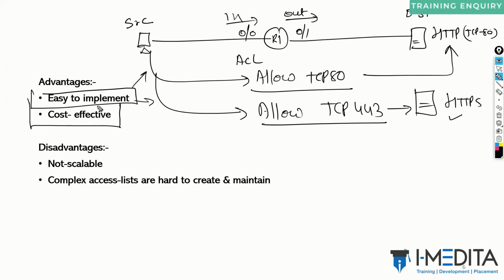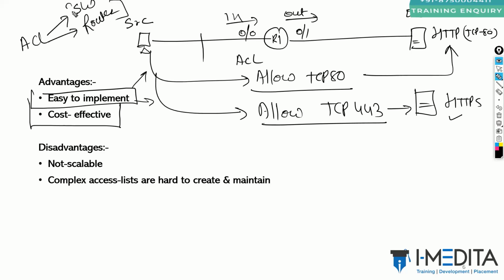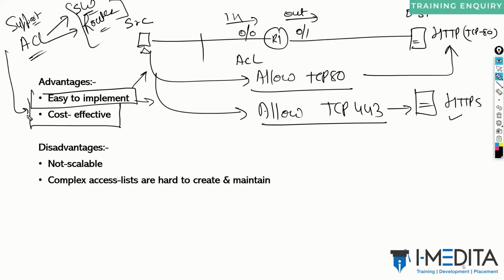How can we say it is cost effective? Because to implement packet filtering, we need to deploy ACL. ACL can be deployed with the help of a switch and can be deployed with the help of a router. So if your network infrastructure devices like switch and router support ACL configuration, then we can say it will be cost effective. Done.